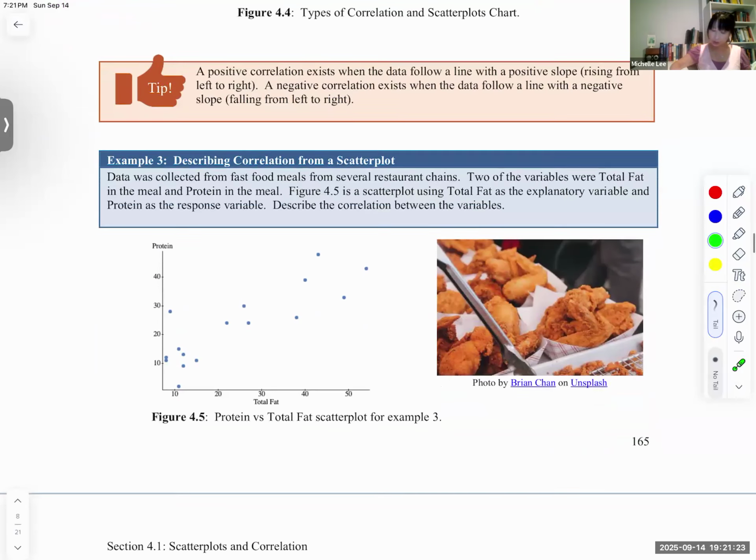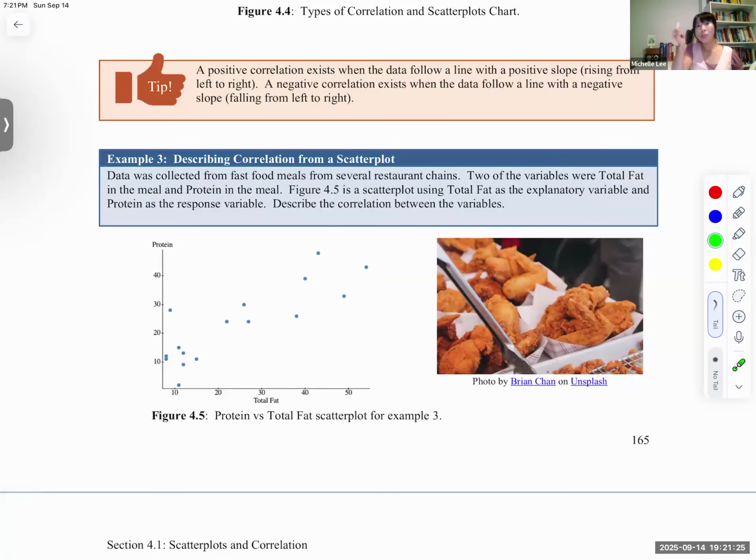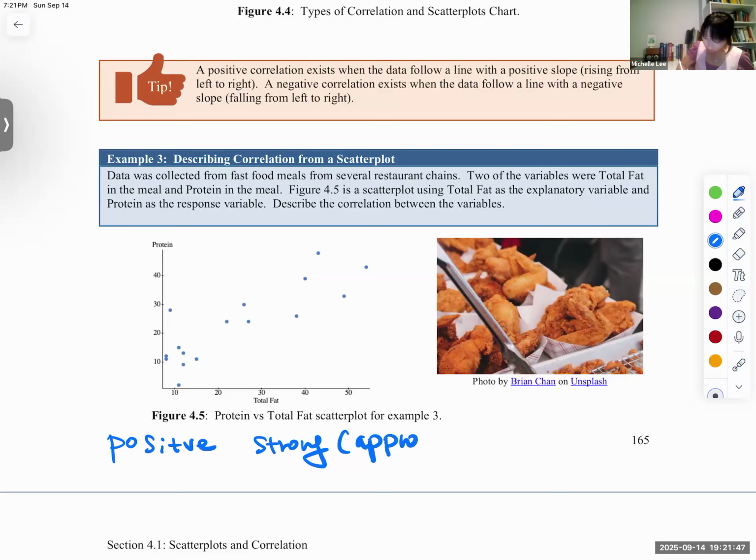Well, what's the best way? Approximately strong, but it's not moderate, right? We can see that. Positive, approximately strong correlation. How about that? Positive, strong, approximately, right? Correlation.